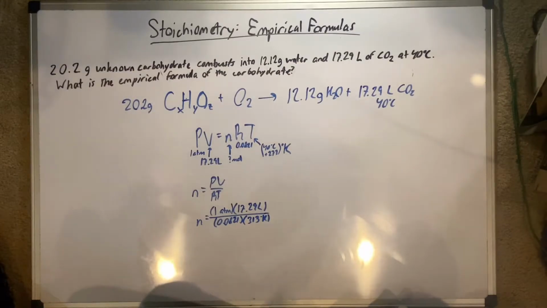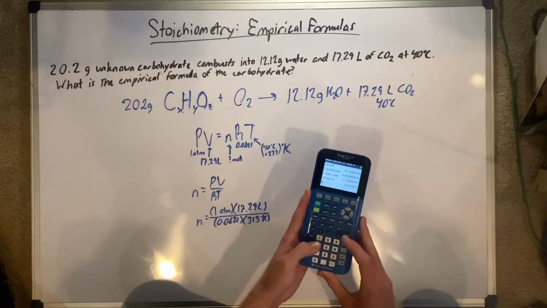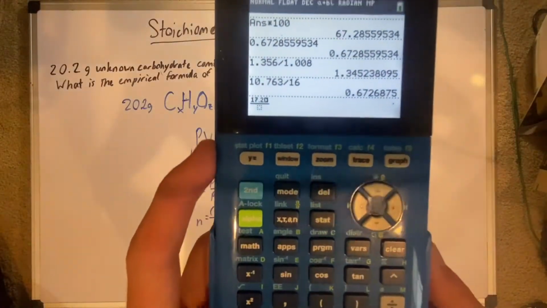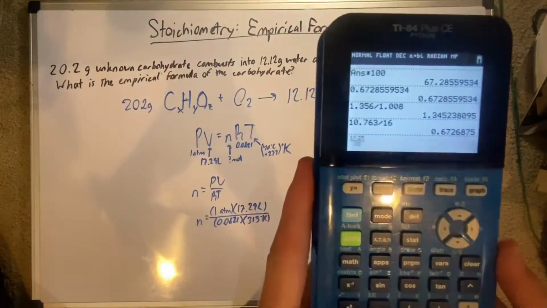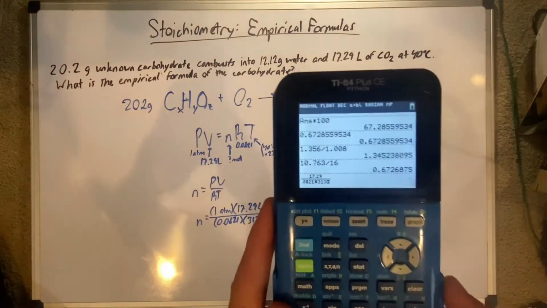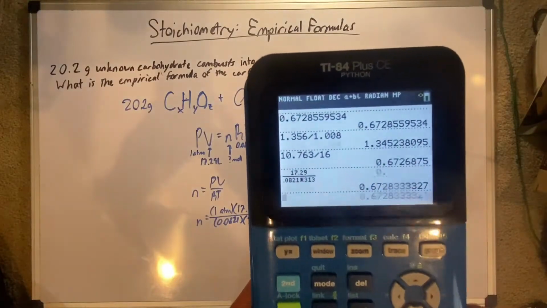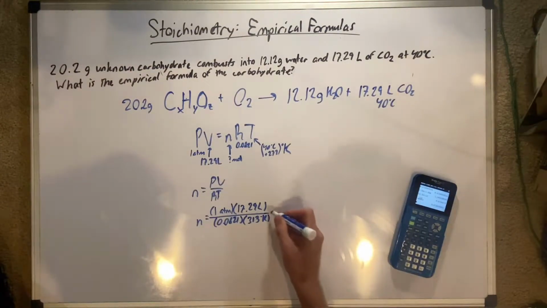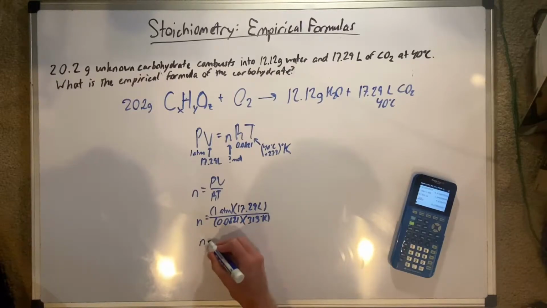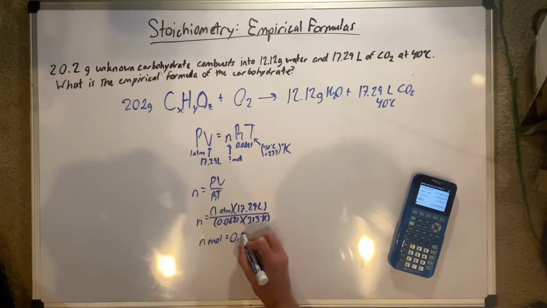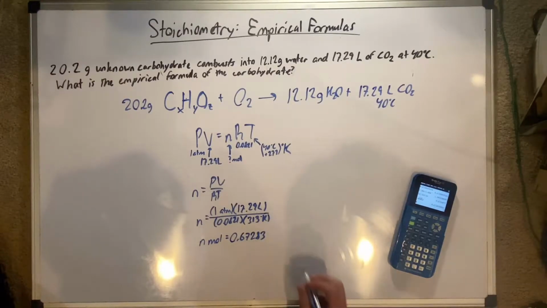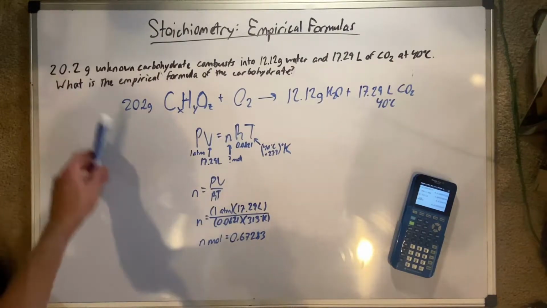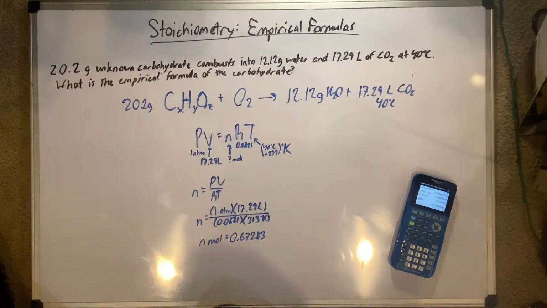Okay? Now we just take a calculator and plug it in. So 1 atmosphere times, I'm going to bring this closer to you guys, which means I have to get up, 17.29 liters, all divided by 0.0821 times 313. I was able to skip over the atmospheres because it's 1. That is equal to 0.672 and so on. And so this would be the number of moles. So number of moles is equal to 0.67283. And I'm going to round everything off to 5 decimal places to begin with, even though our sig figs tell us that we should round it off to 2 or 3 with our answer.